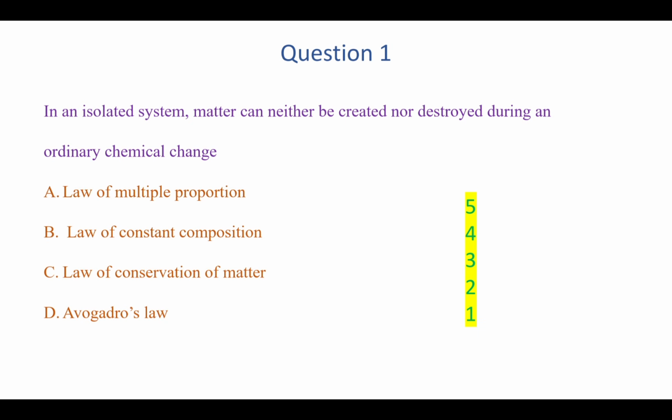Alright, so the correct answer is law of conservation of matter. It states that matter can neither be created nor destroyed during an ordinary chemical change. But the truth is that matter can be transformed by rearrangement of electrons in atoms during chemical change, but the total mass remains constant in an isolated system. Alright, let's move to the next question.